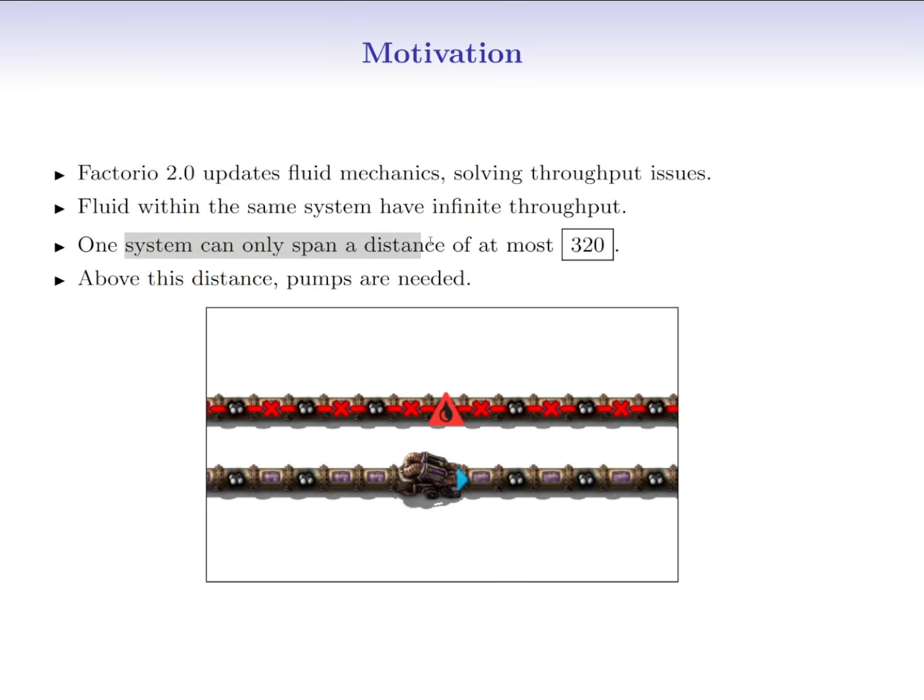A limit to this system is that your system can only be at most 320 tiles. If it's longer than that, you'll see this liquid symbol, meaning your liquid is too long and the whole system doesn't work. In that case, you need a pump to separate this one system into two systems, one on the left and one on the right, and each of those would then have less than 320, and that would fix it. Okay? So you have to use a pump for big fluid systems.